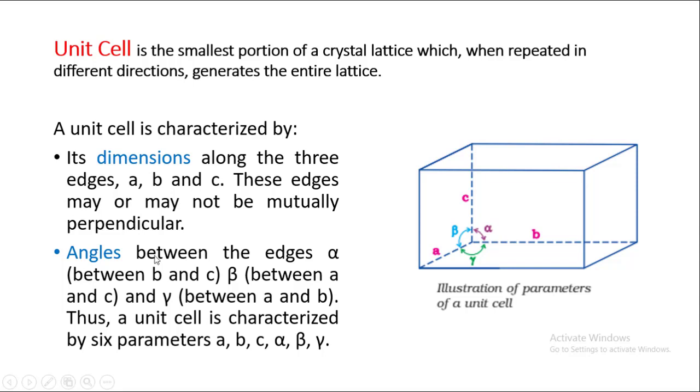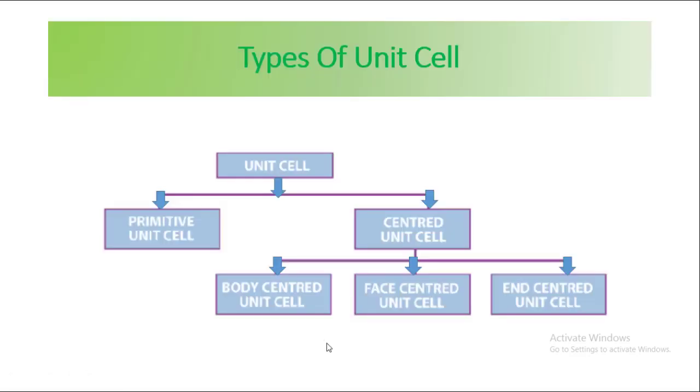And number 2 is angles. The angles between the edges are: first alpha, which is between B and C, next beta, which is between A and C, and then gamma, which is between A and B. So we can say that a unit cell is characterized by 6 parameters, that is A, B, and C, which are the three edges, and alpha, beta, and gamma, which are the angles.